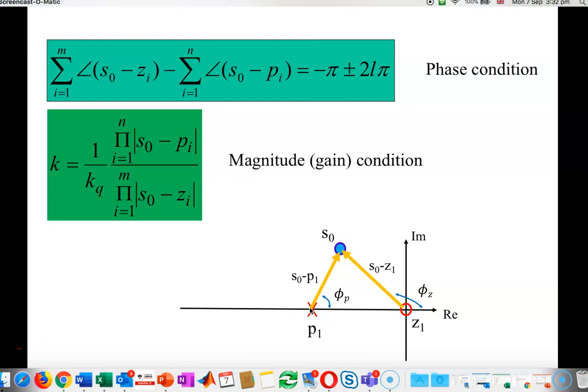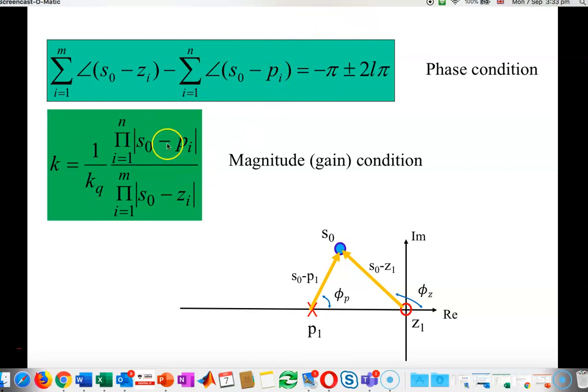To apply the phase condition, all the angles we get with open-loop zeros will be positive. That's the first term. All the angles between this point and the open-loop poles, like phi p here, will be negative. We add all the angles together. If the sum is equal to minus pi, then this point will be on the Root Locus, a possible closed-loop pole. Move S0 to a different point and draw again: draw a line there, a line there, measure or calculate the two angles, and see if they sum to pi. That's how to apply the phase condition.